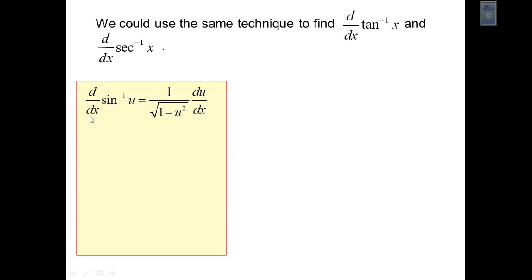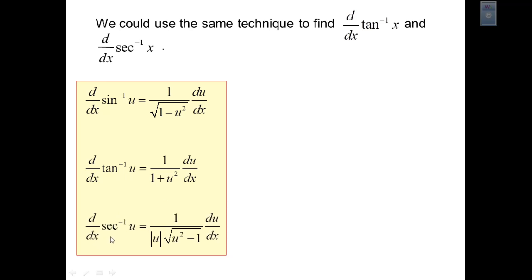Here are the derivatives of the inverse sine, which we just derived. This is including the chain rule. If we have some function u here that's squared, we have to multiply by the derivative of that function with respect to x. All right, and then here's the derivative with respect to x of the inverse tangent of u. Once again, using the chain rule. And then here's the derivative with respect to x of inverse secant of u.